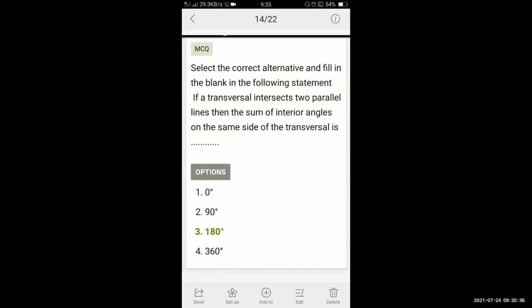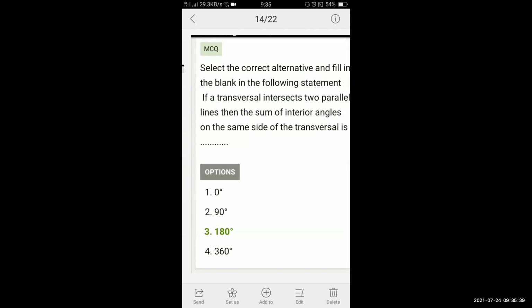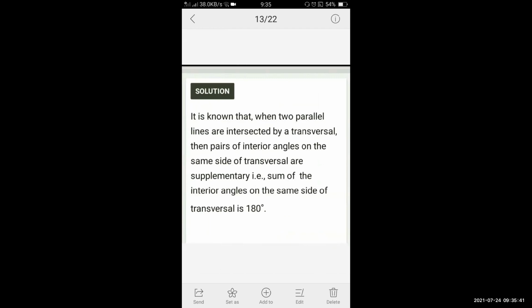As the interior angles are supplementary to each other. If you want to see the details, it is given here. It is known that when two parallel lines are intersected by a transversal, then the pair of interior angles on the same side of the transversal are supplementary. Therefore, the sum of the interior angles on the same side of the transversal is the final option we choose here, that is 180 degrees.